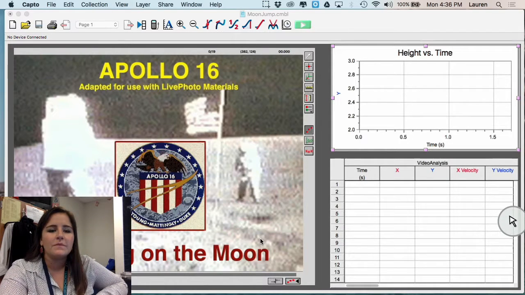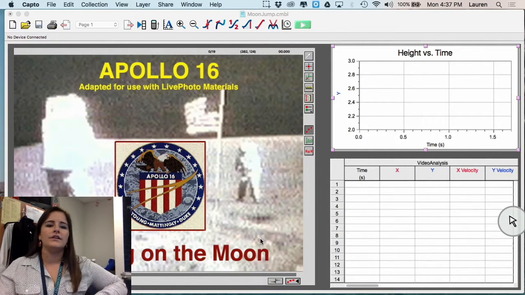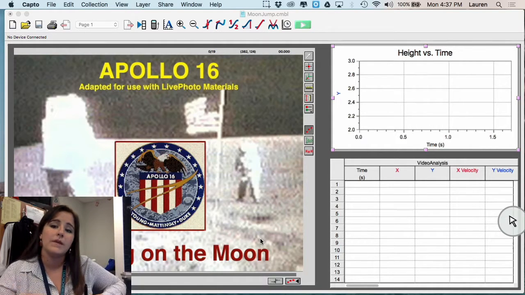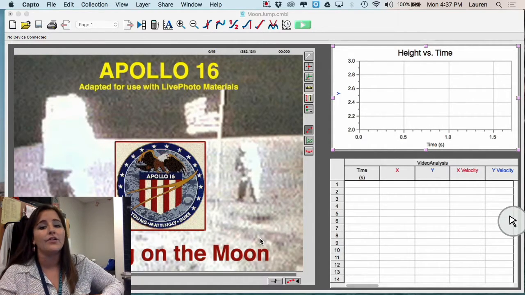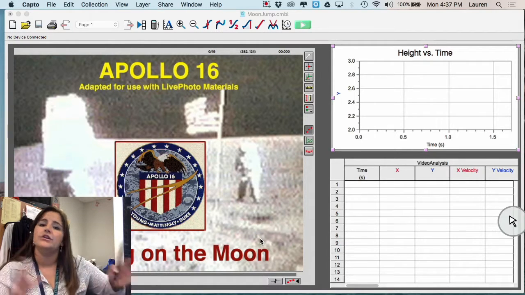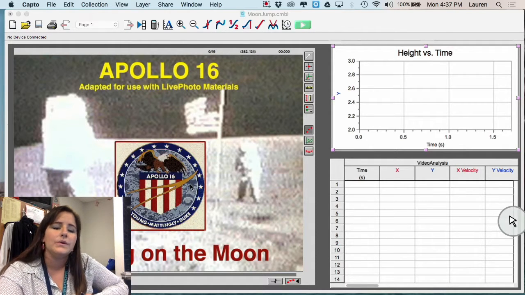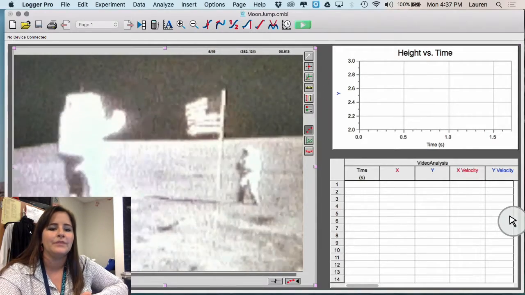Okay, I figured I'd make a video working on describing motion and looking at motion in a couple different ways, both describing it in words and then looking at it graphically, and also showing you how that could fit in to do some of the motion problems. Okay, so we're going to watch the video. This comes from Apollo 16 of jumping on the moon.